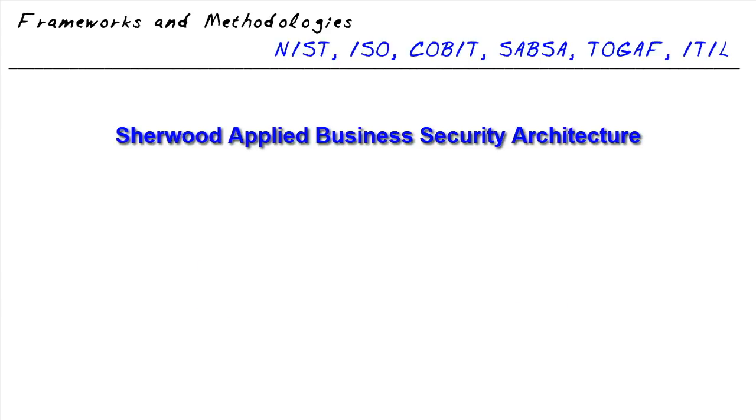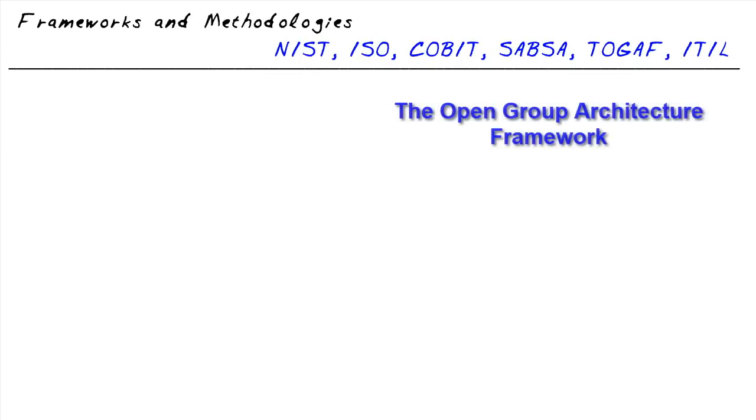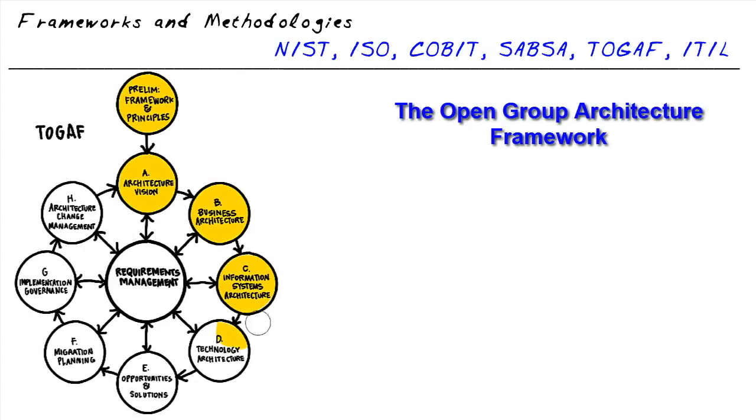Another framework that we can use for the designing, planning, implementation, and governance of IT would be the Open Group Architecture Framework, TOGAF. And that has four primary domains for architectures, including business, applications, data, and technical.